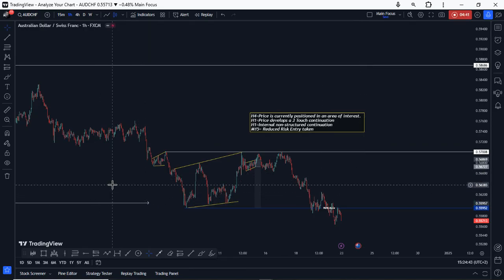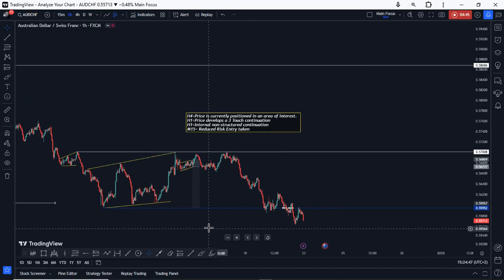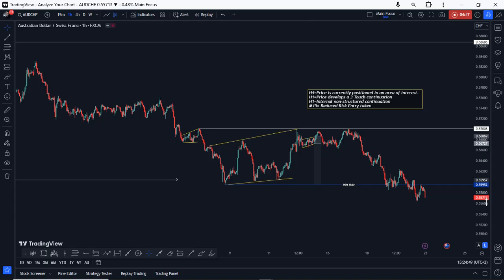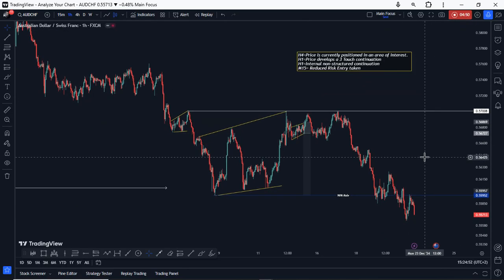And then on H1, price develops a 1, 2, 3. We've got our 1, 2, 3 right there. Let me show you clearly our 1, 2, 3, and an internal non-structured continuation, which was this one, and I'd taken a reduced risk entry on M15.